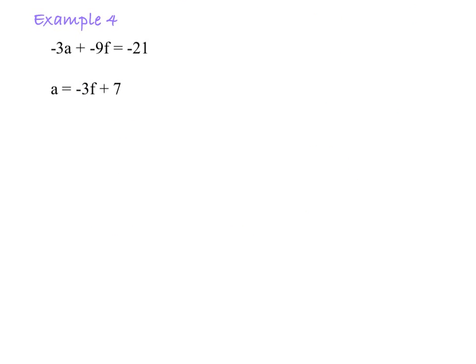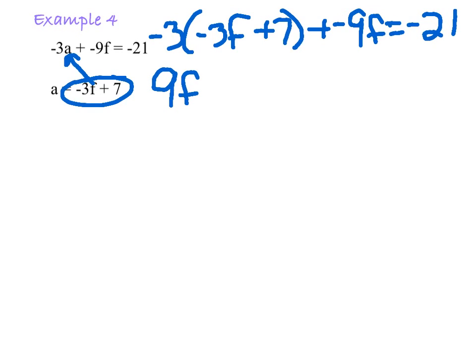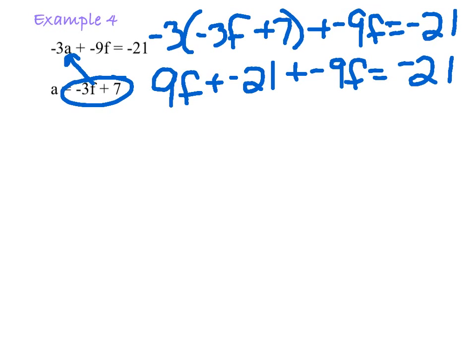Here's our final example. We have one variable that's already been isolated, so I'm going to go ahead and take that information and substitute it in. I'm going to use my knowledge of the distributive property. I'm going to combine like terms. I have a positive 9f and a negative 9f. When I bring those together, they will cancel. So on the left side of the equation, I'm just left with negative 21. On the right side of the equation, I had negative 21.